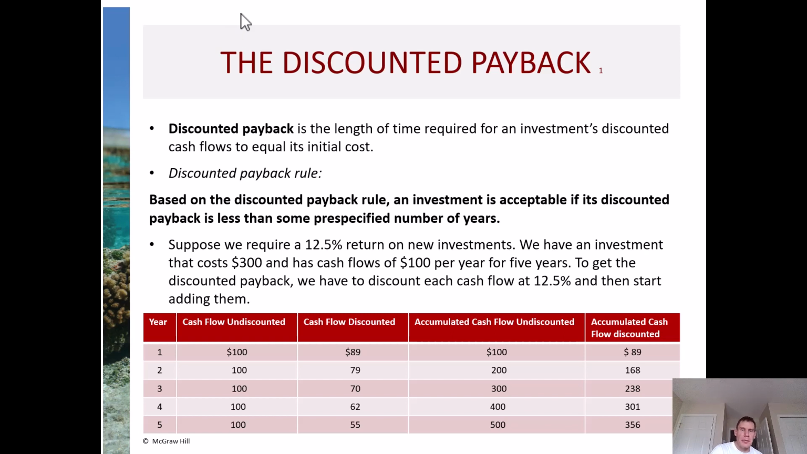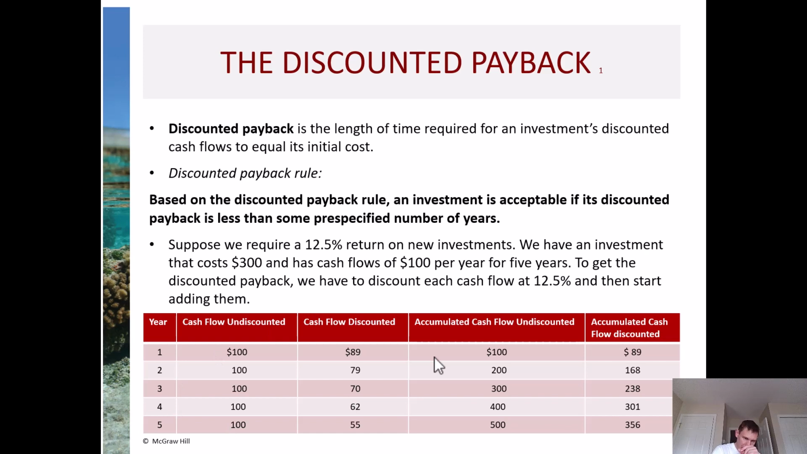We can think of the discounted payback as the length of time required for an investment's discounted cash flows to equal its initial cost. Based on the discounted payback rule, an investment is acceptable if its discounted payback is less than some pre-specified number of years. So suppose we require a 12.5% return on new investments. We have an investment that costs $300 and has cash flows of $100 a year for 5 years. To get the discounted payback, we have to discount each cash flow at 12.5% and then start adding them.